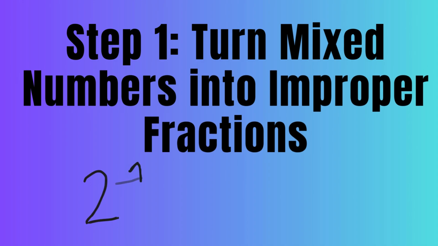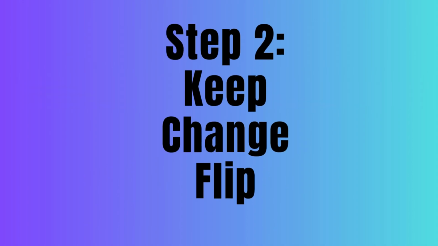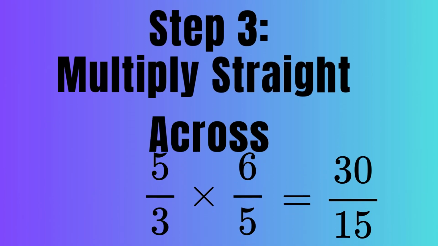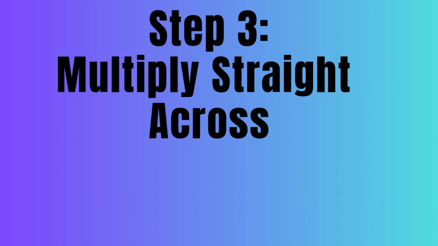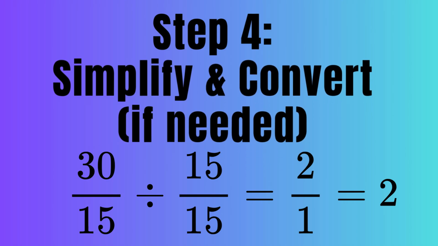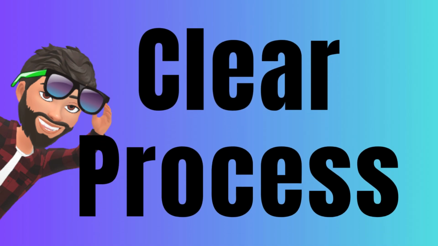All right, let's review the steps. Step 1, convert mixed numbers into improper fractions. Step 2, keep, change, flip. Step 3, multiply straight across. Step 4, simplify and convert if needed. If you follow those steps, dividing mixed numbers becomes way easier. No stress, no guessing, just clear process.